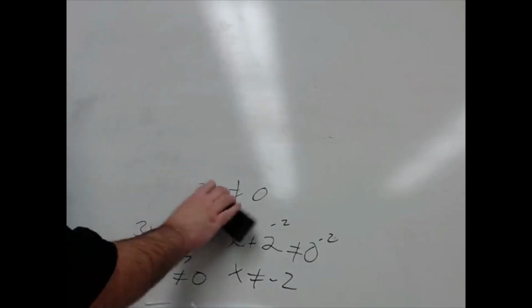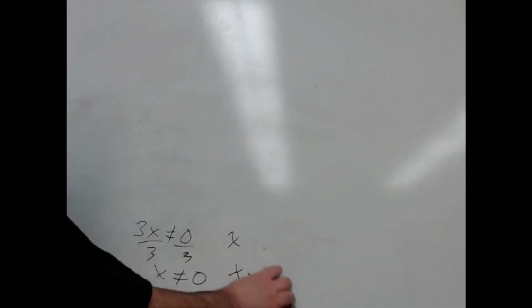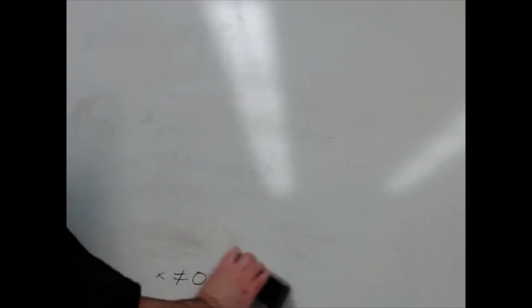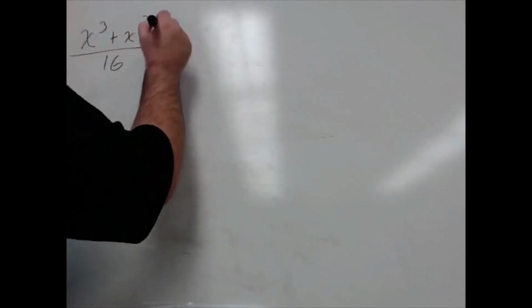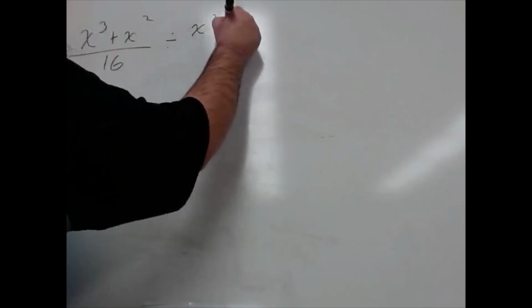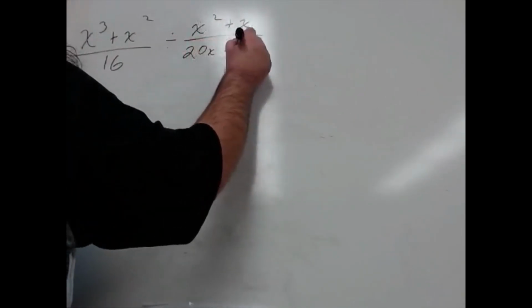Alright, so that's multiplication. Now let's do a couple of division examples. Here's the first one. First one is when I have x cubed plus x squared over 16 divided by x squared plus x over 20x plus 10.